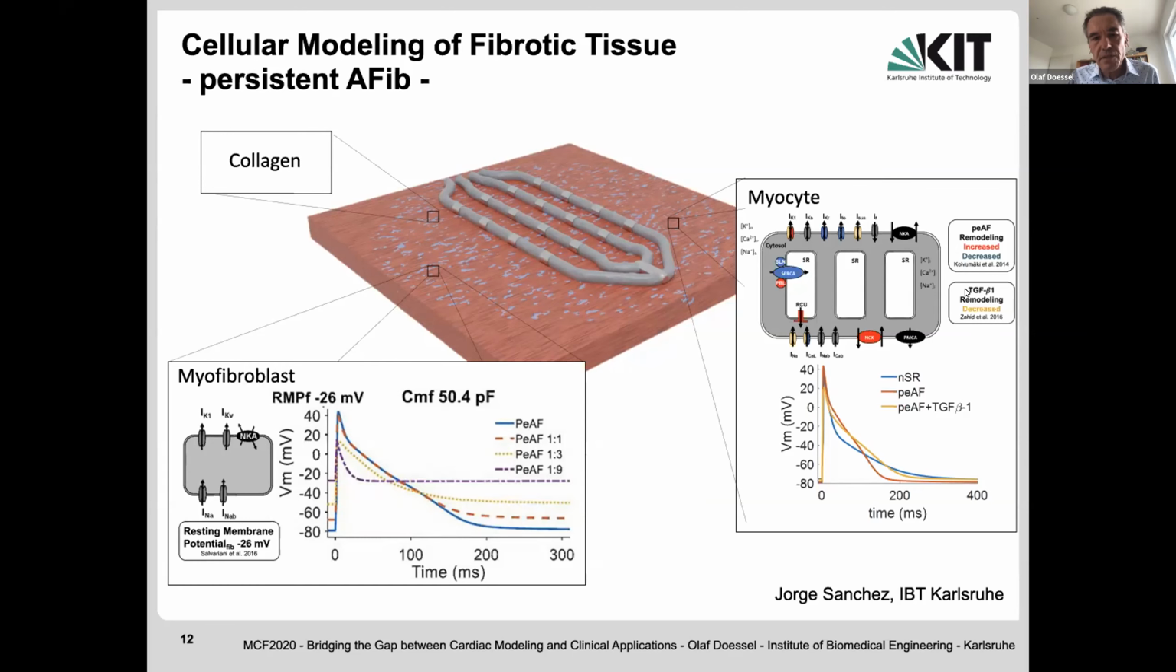And these myocytes are changed, for example, in an AFib heart due to persistent atrial fibrillation. We have some remodeling. We have this TGF factor, the transforming growth factor of the beta family, that is changing the action potential of these myocytes. And we have a coupling between the myofibroblasts and the myocytes. And we also know a little bit about this coupling and can include that in the models.